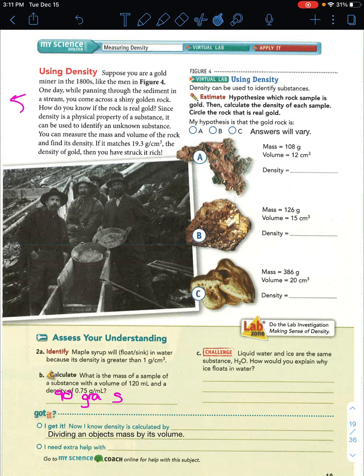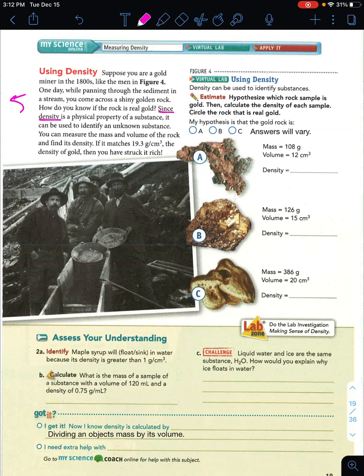So page 19. I already have my paragraphs numbered. Suppose you were a gold miner in the 1800s, like the men in figure 4. One day, while panning through the sediment in a stream, you come across a shiny gold rock. How do you know if the rock is real gold? Since density is a physical property of a substance, it can be used to identify an unknown substance. You can measure the mass and volume of the rock and find its density. If it matches 19.3 grams per cubic centimeter, the density of gold, then you have struck it rich.